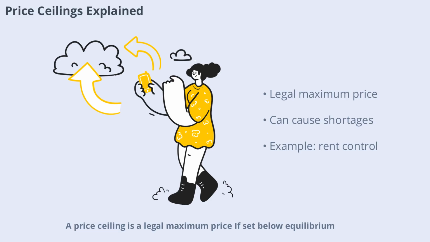Price ceiling is a legal maximum price. If set below equilibrium, it creates a shortage because more people want the product at the lower price, but sellers aren't willing to supply as much. Rent control is a common example. While it helps some renters, it can also lead to fewer available apartments.